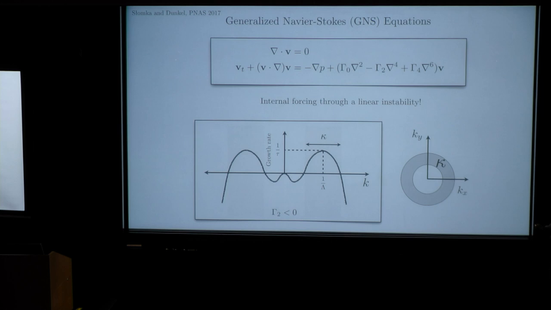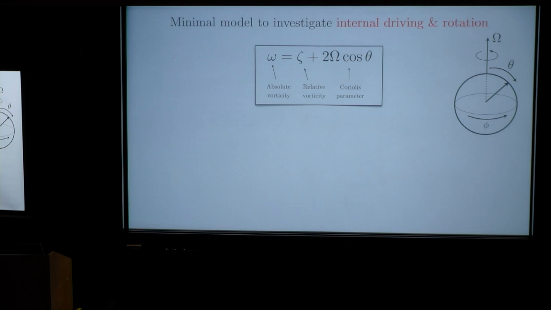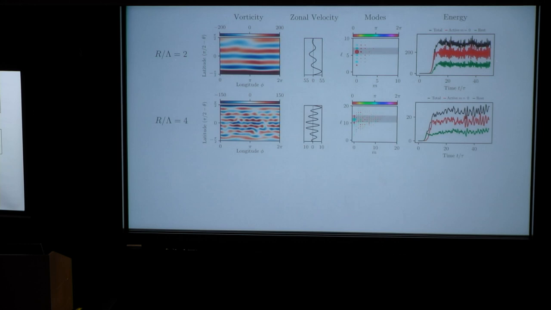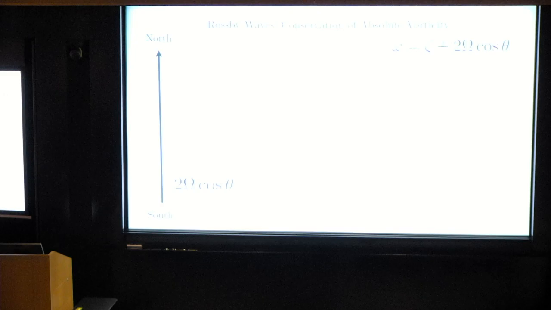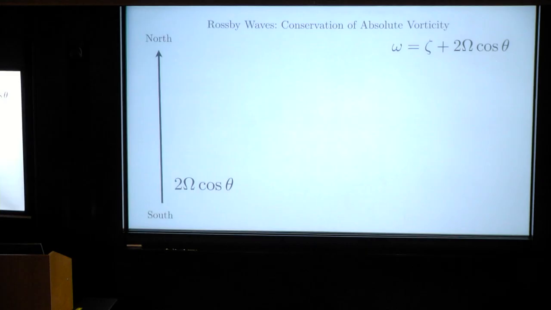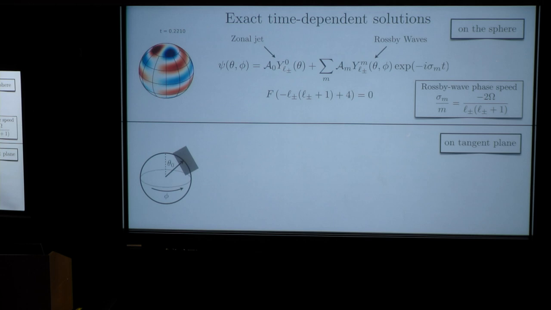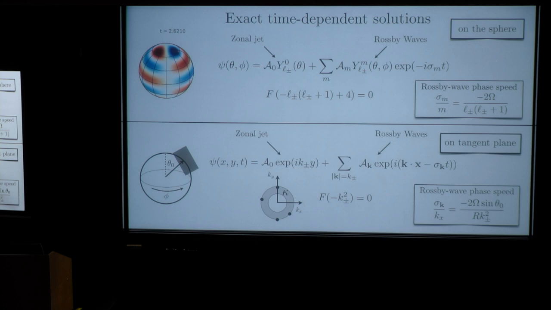Right, so I have run out of time, but maybe if I can get 2 minutes into the question time, I can talk quickly about these Rossby waves that we see, because I think that's also a very interesting thing. The westward propagating waves are really Rossby waves, and that's what you should expect. I had a little demonstration for those who are not aware of Rossby waves, but I'll skip that and just say that we can construct these exact solutions on the sphere as well as on the tangent plane, which is called the beta plane in geophysical fluid dynamics.